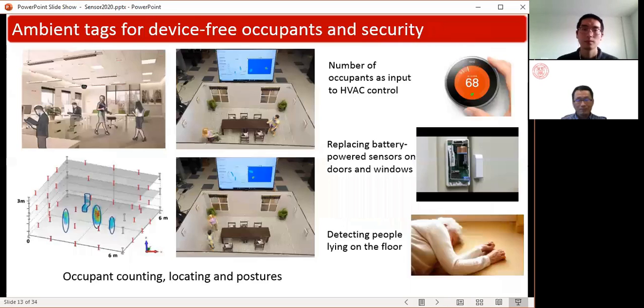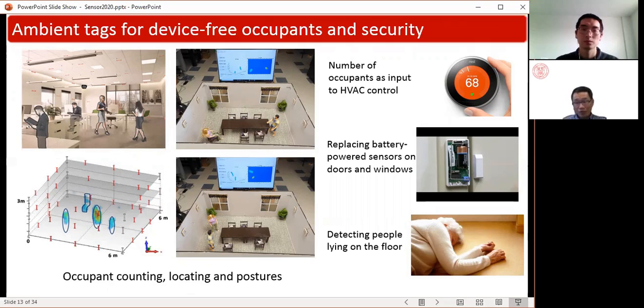Next slide. And the ambient tags, which will be talked about further, our vision is that we put a sufficient number of tags around the room so that we can get the number, location, and posture of the occupants. In the middle, we show the 1 to 6 model, how in the conference room setup we can retrieve the model as they're standing or sitting and where they are.